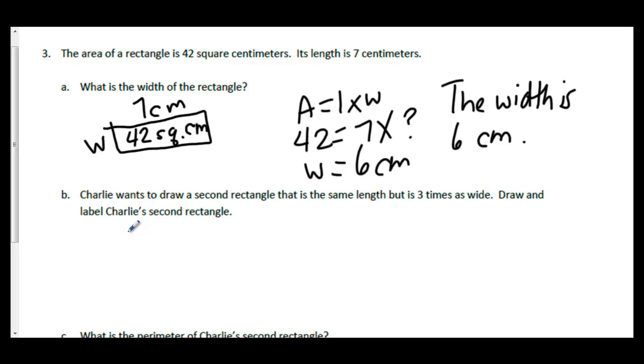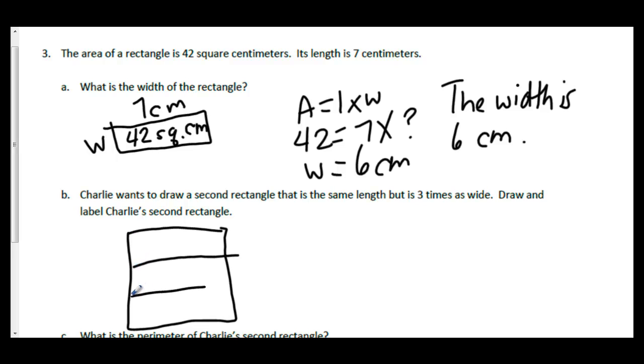So I'm going to go up here and draw the rectangle, 3 times as wide. I'm going to try to make it a little bit wider than it is long. I'm going to divide it into 3 parts because it's 3 times as wide. So if it's 7 centimeters long, it's 3 times as wide: 7 centimeters, 7 centimeters. So you could have said 7, 7, 7, 7. It would have been okay if you just said, okay, I know 7 times 3 is 21 centimeters, and did it just like that.